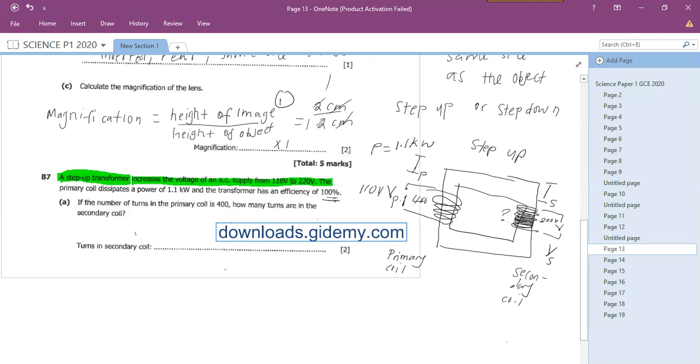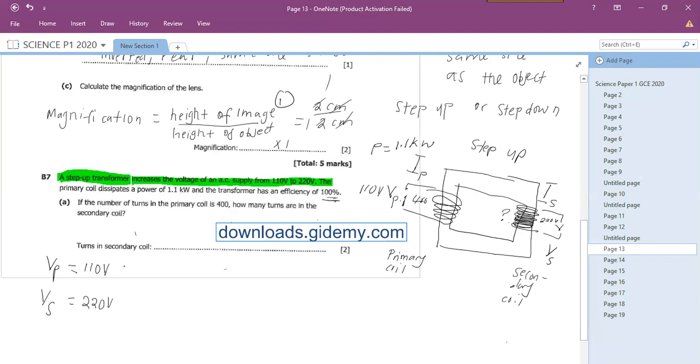So if it's a step-up transformer, the answer that we find has to be more than 400. Since now you have all that information, you have got the voltage in the primary coil, which is 110 volts. You have got the voltage in the secondary coil, which is 220 volts.